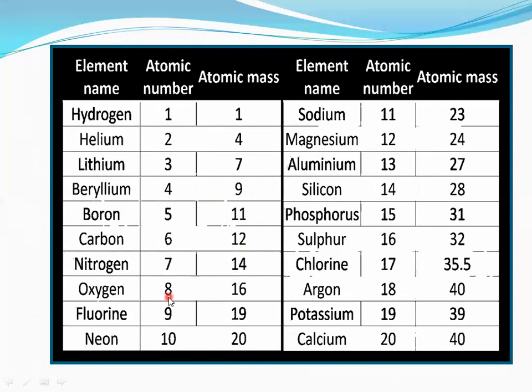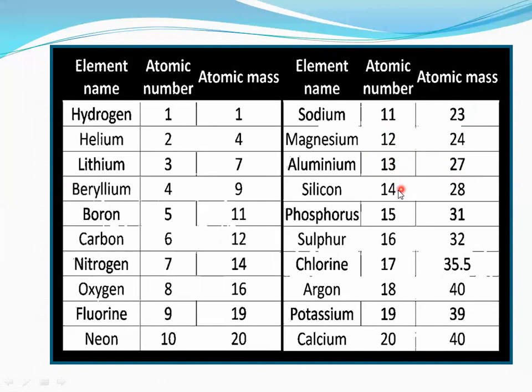Oxygen, 8 protons and 8 neutrons, mass number 16. Fluorine, 9 and 19. Neon, 10 and 20. Sodium, 11 protons and neutrons will be 12, adding to 23. Magnesium, atomic number 12, mass number 24, means 12 protons as well as 12 neutrons.